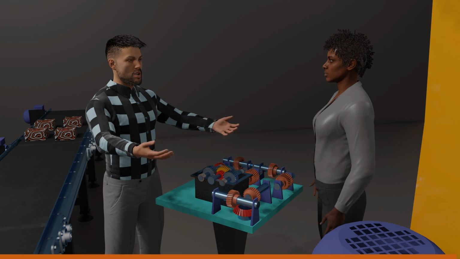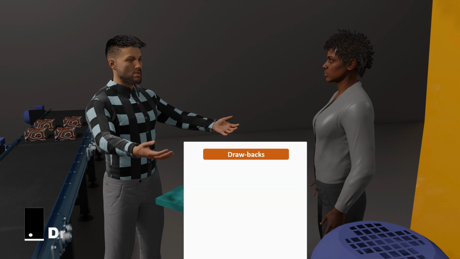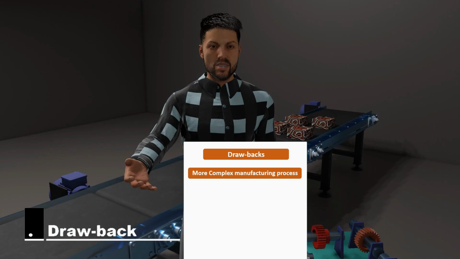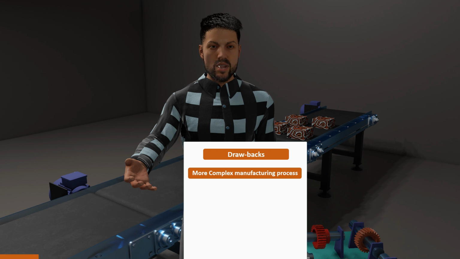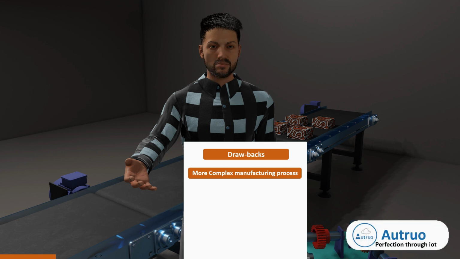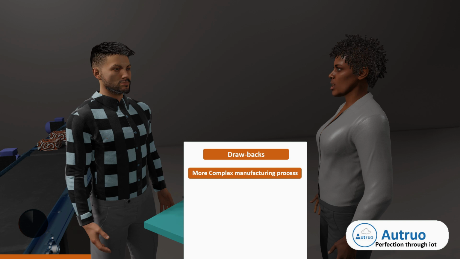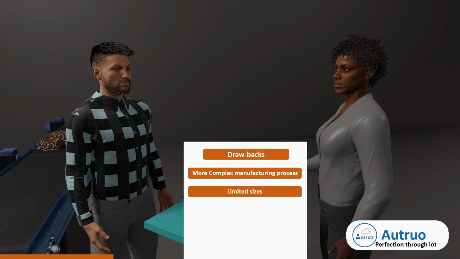However, this gear design comes with its own drawbacks, which are a more complex manufacturing process. This is due to the inclined teeth on helical gears, making them more difficult to manufacture than other gears, such as spur gears. And as such, these complexities make helical gears more expensive to produce and sometimes limited in availability. It also comes in limited sizes.